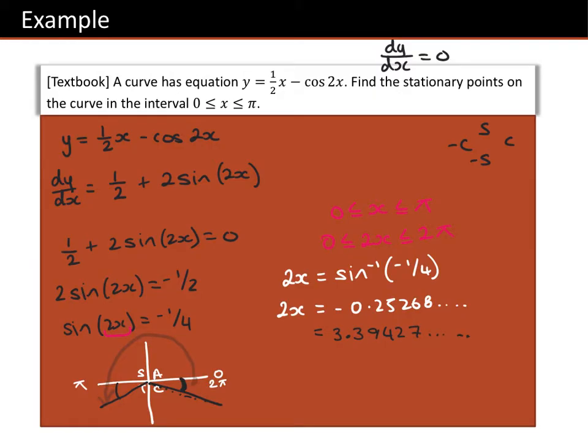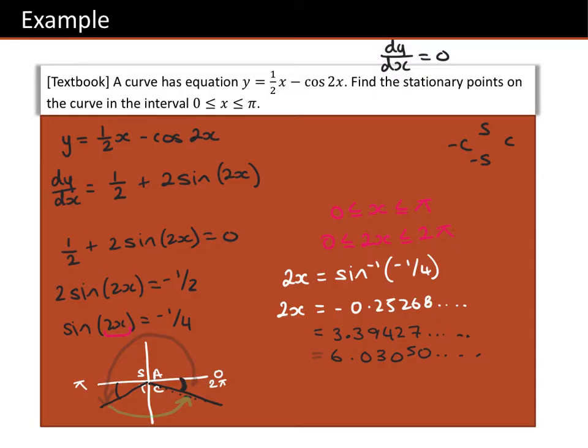And then imagine I keep going round. So I finish there, I go here. This intersection is actually 2 pi minus 0.2526. So 2 shift pi minus 0.25268 equals 6.03050. Okay, so here are our values.